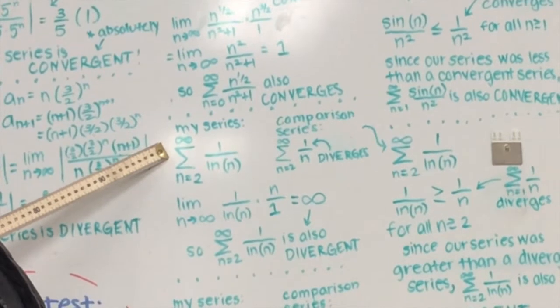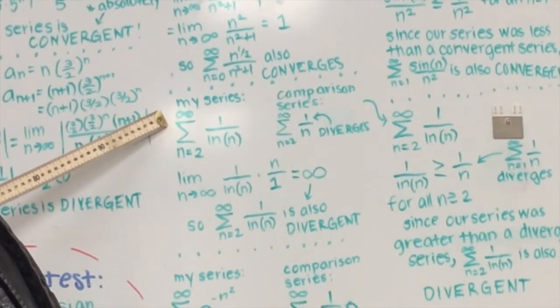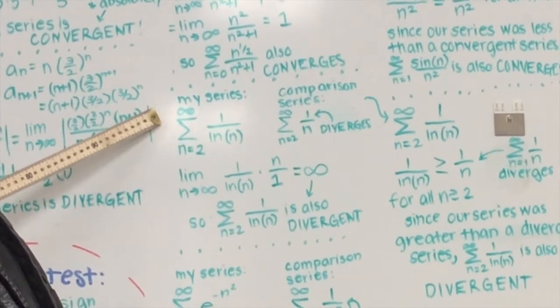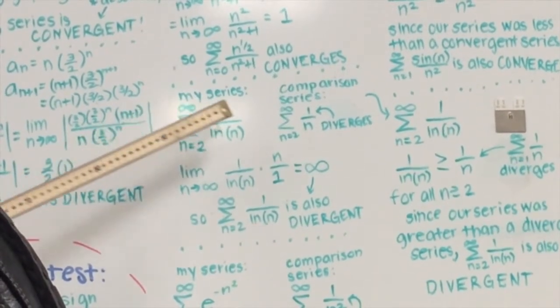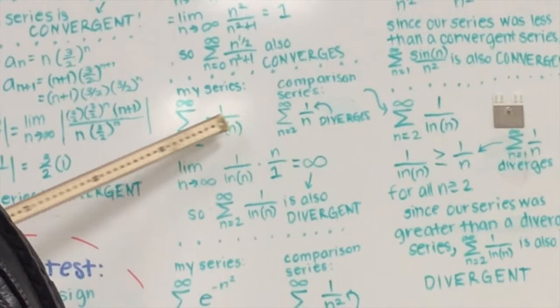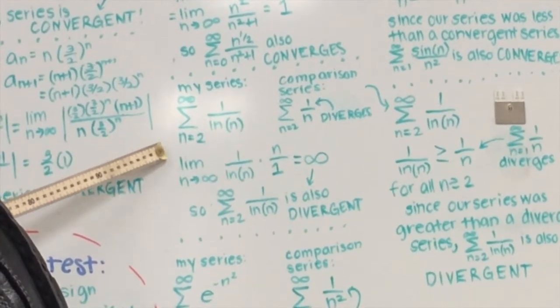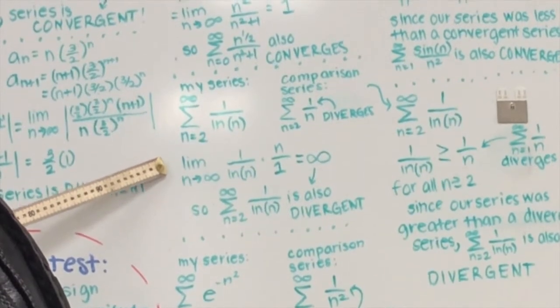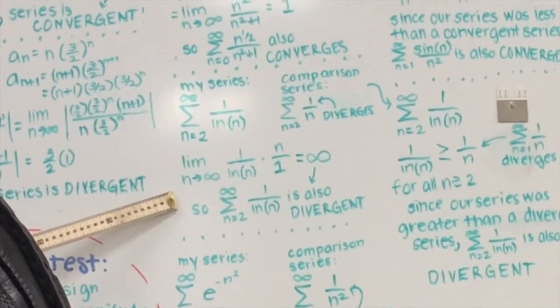For the next example, our series is the summation from 1 to infinity of 1 over natural log of n. We compare it to a divergent series, 1 over n. Since the limit of our series divided by the comparison series equals infinity, our series is also divergent.